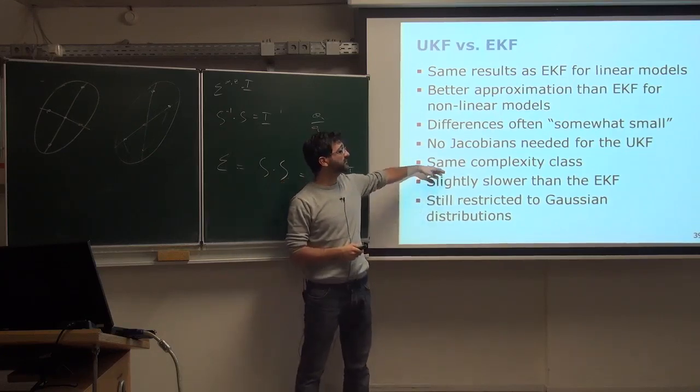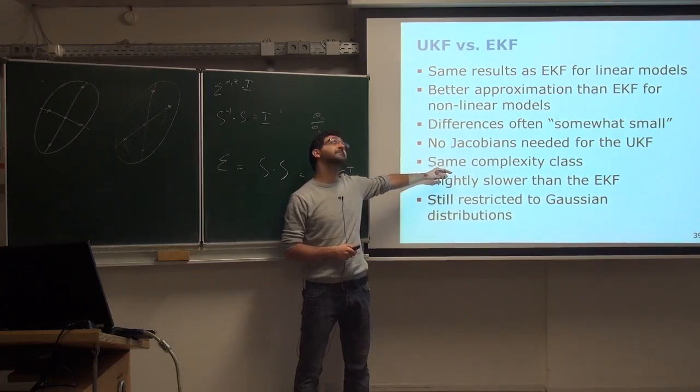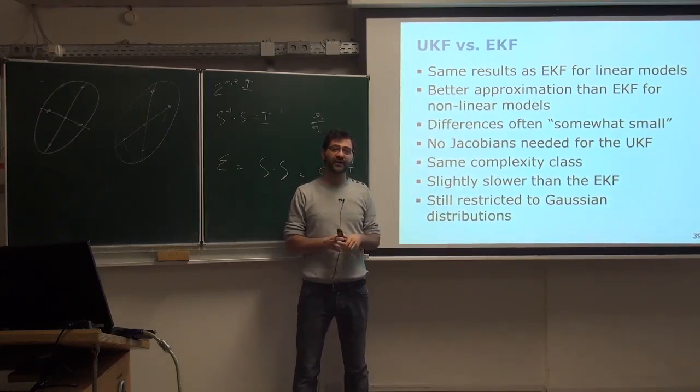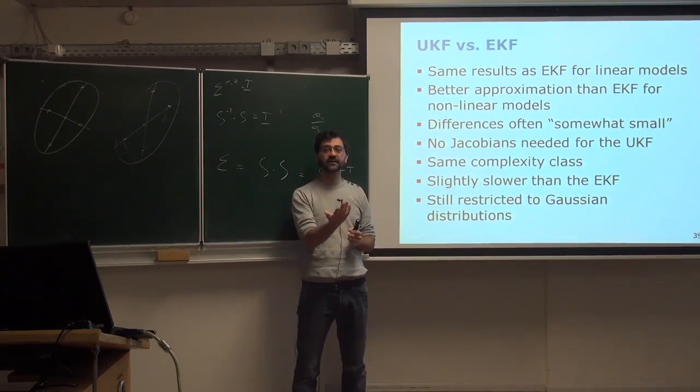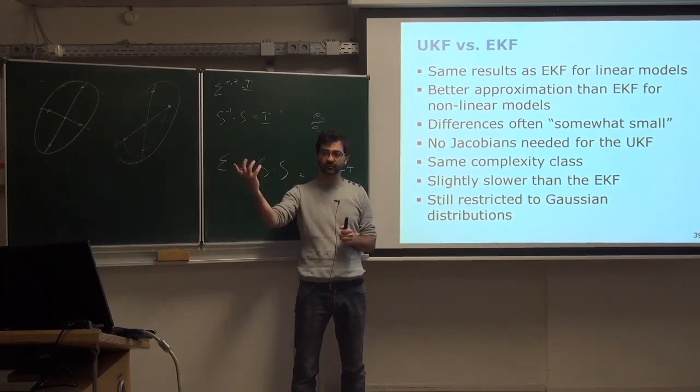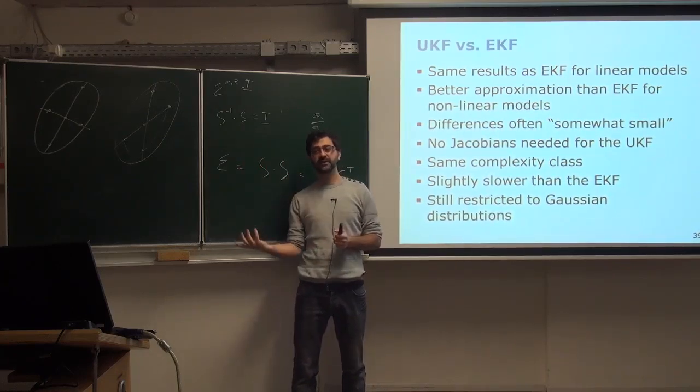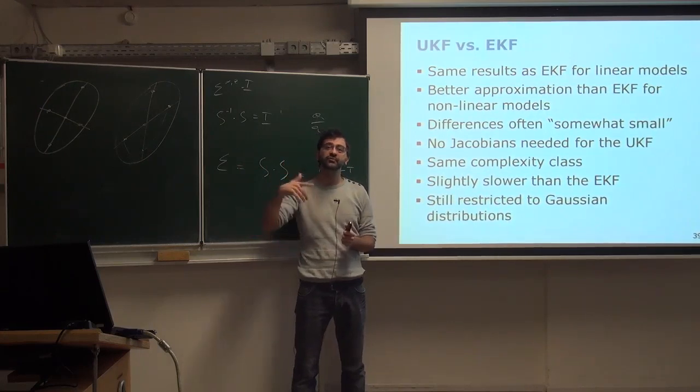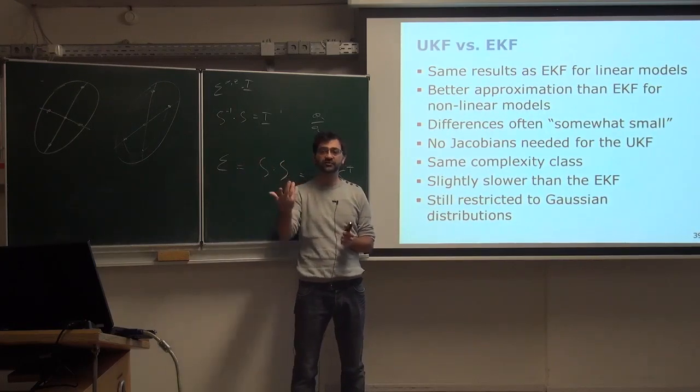They are in the same complexity class. It's just that the multiplicative factor of the UKF is higher, because for the extended Kalman filter you need one function computation for the mean, and for the unscented Kalman filter you need 2n plus 1 computations of the function.